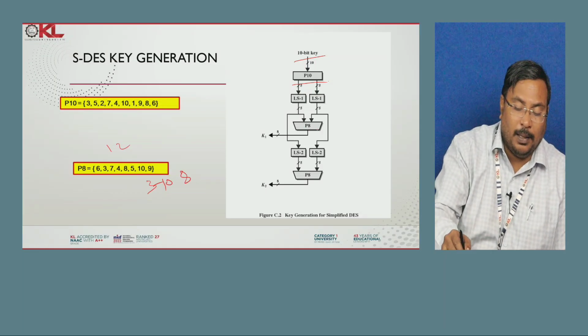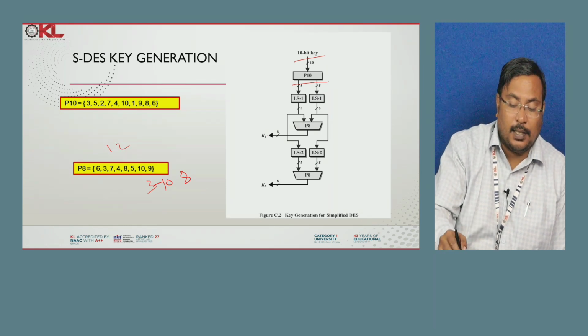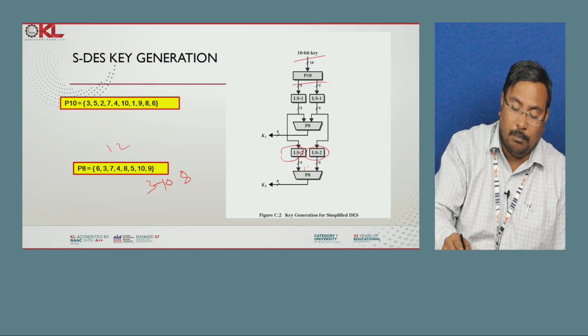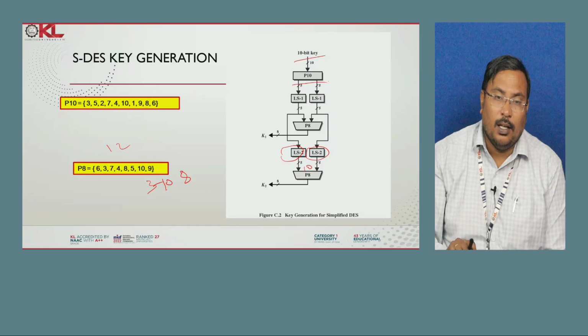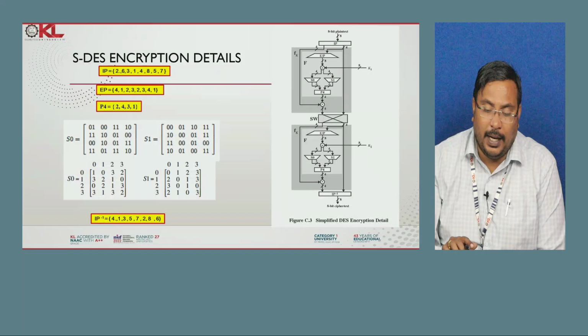This is the work done by the P8, and it generates the 8 bit key. After that, the 5 bit halves are again given to left shift 2, and again it takes the 10 bits as input and generates the 8 bits which are used for round 2. And this is the detailed structure.